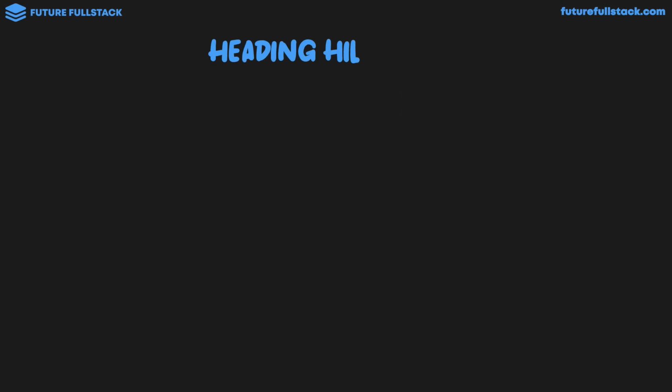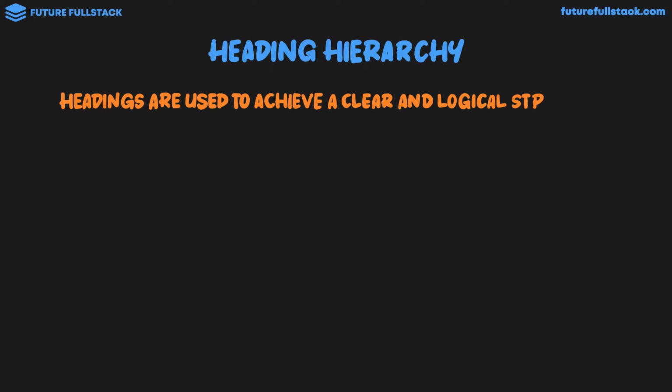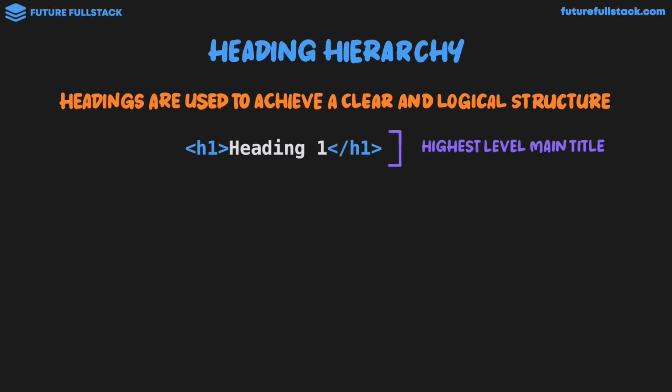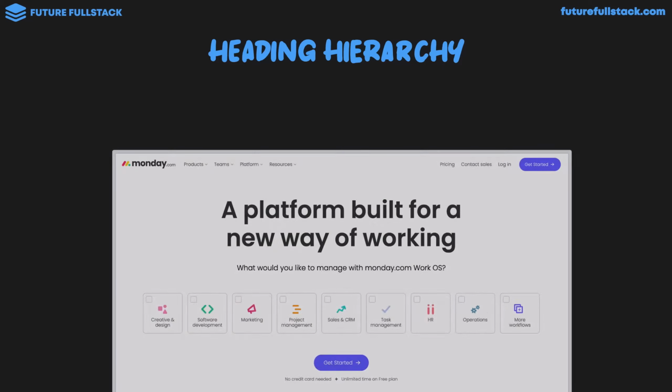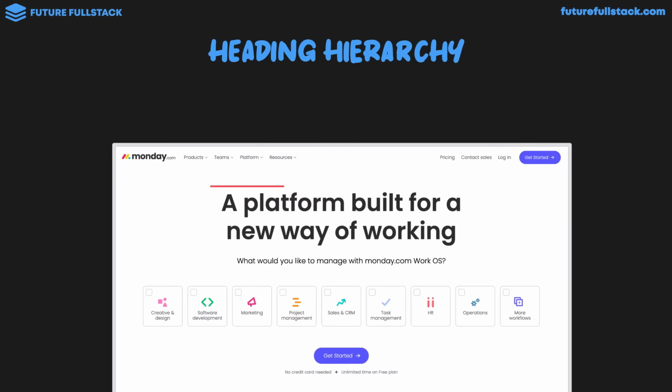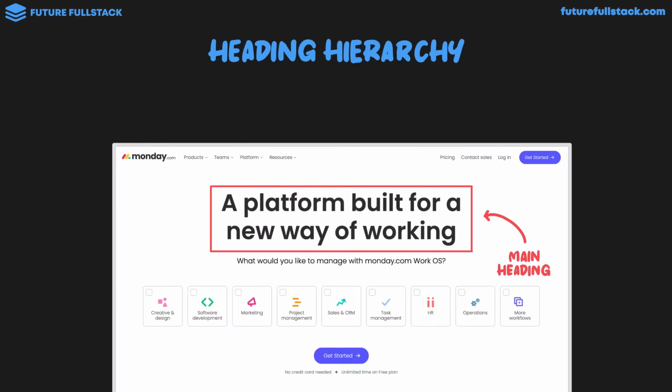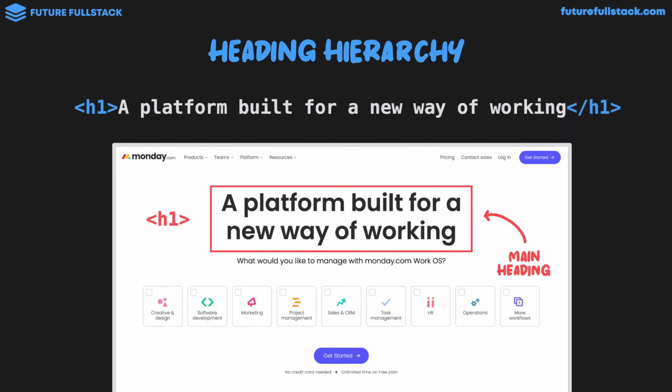So what is heading hierarchy? Headings are used to achieve a clear and logical structure. Starting at H1, this is the highest level main title heading. It usually appears at the top of a page and should only be used once per page. For example, on Monday.com's homepage, we had our main heading here. This would be an H1 and would look like this as a complete HTML H1 heading element.